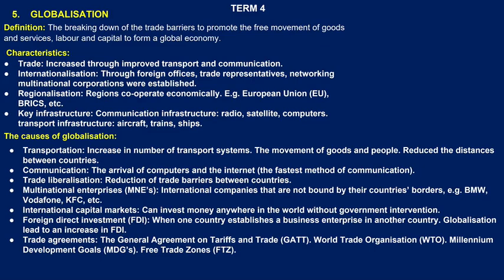Trade agreements: there is the General Agreement on Tariffs and Trade, there's the World Trade Organization, and then there's the Millennium Development Goals and the Free Trade Zones.